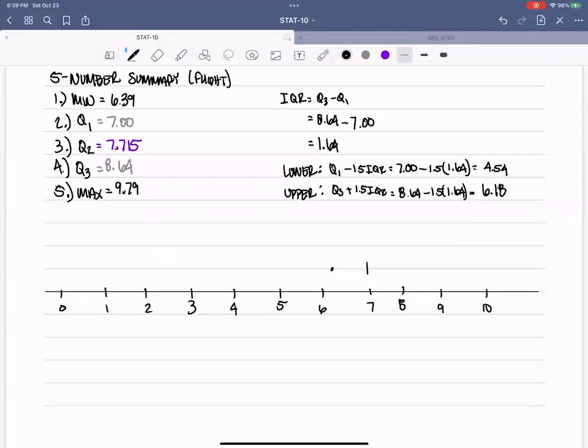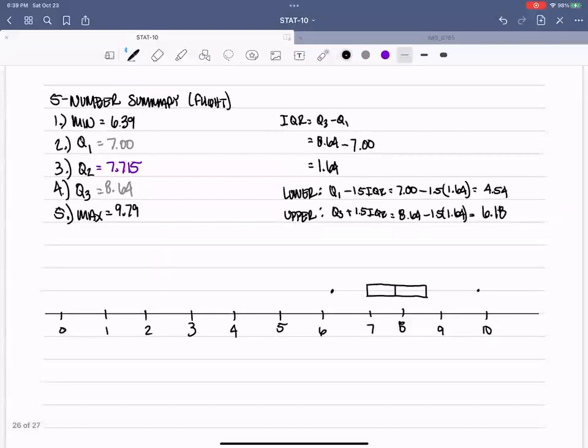Q2 is our 7.71, about here-ish. 8.64, about here-ish. And since it's our quartiles, we box those in. The largest value is 9.78, so about here-ish. Now we work on our fences. So the lower fence, 4.54, is about here-ish. Our upper fence, 6.18.